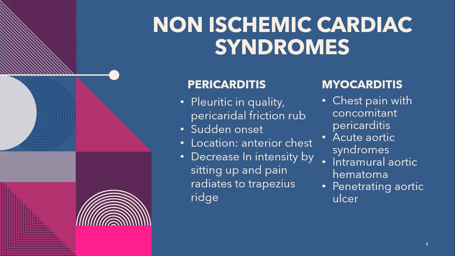So now it has a sudden onset, and its major location is the anterior chest, as it has a pleuritic quality. Secondly, it decreases in intensity by sitting up, as it causes a change in posture, and the ribs cause the heart and the lungs to move back in the upright position, which actually causes the radiation of pain into the trapezius ridge.